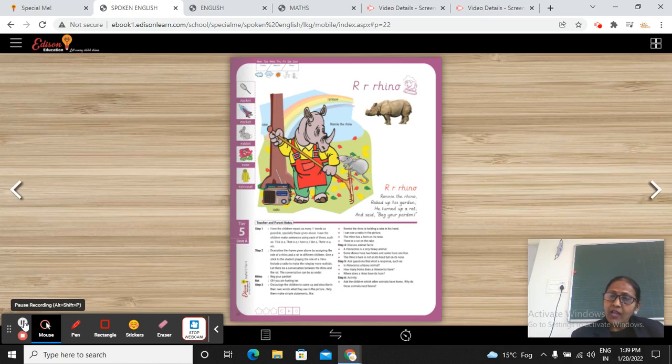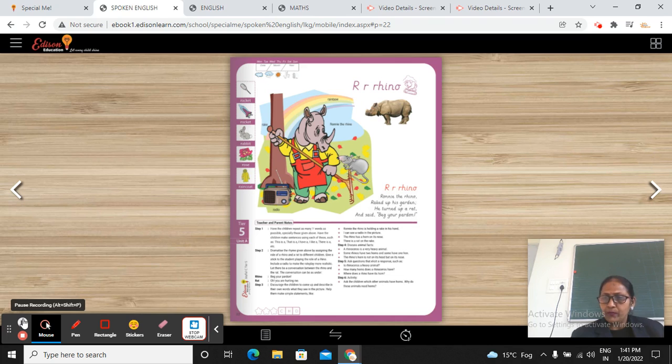We will know some facts about rhino. Most of the animals have their horns on their head, right? कहाँ होते हैं? Head पर, उनके सींग. But rhino has his horn on the tip of its nose. On the tip of its nose. There are more facts about rhino. Some rhinos have two horns and some have one horn. Right? Here, the rhino has one horn. And one more thing. It is a heavy animal. Okay? It is a heavy animal.